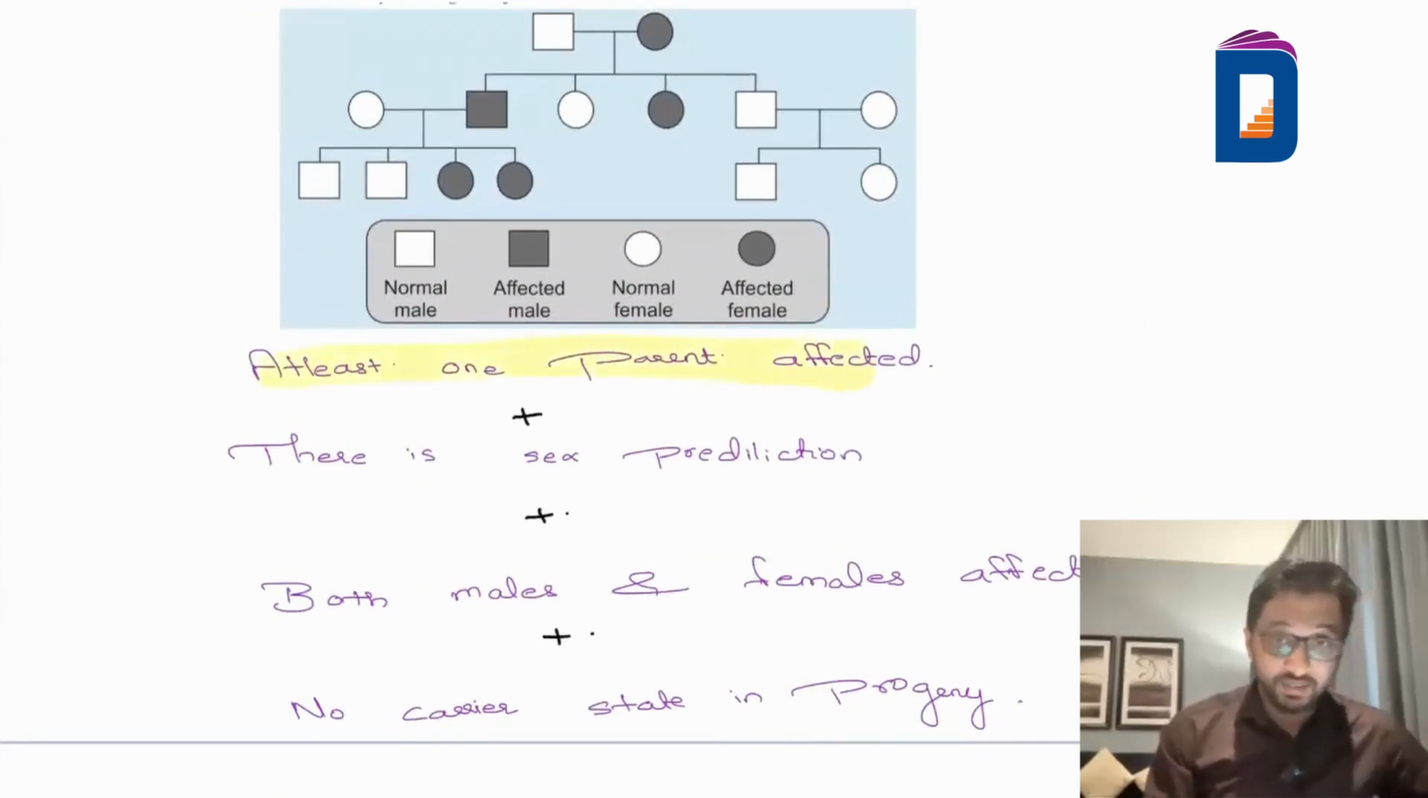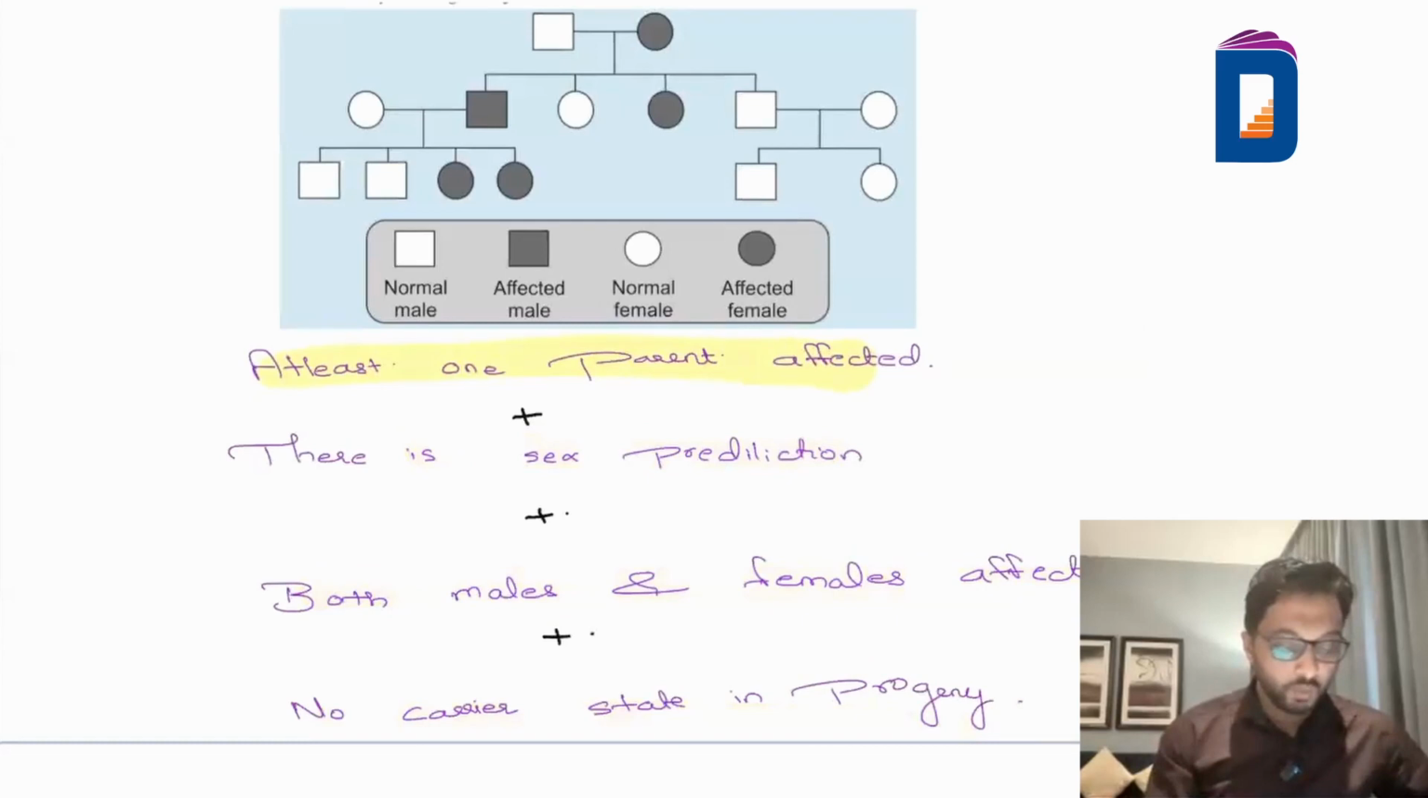Even if it's X-linked, we said at least one parent will be affected in dominant, isn't it? Now there is going to be a sex predilection. Both males and females are affected. So we studied this: in X-linked dominant, both males and females are affected. No carrier state in the progeny. So if these 4 points are satisfied, it is X-linked dominant.